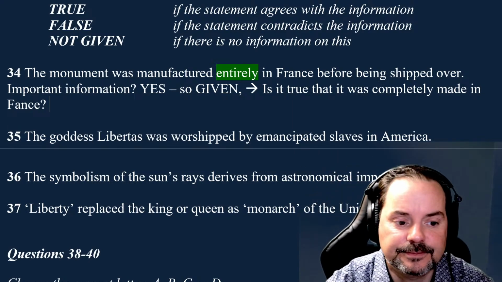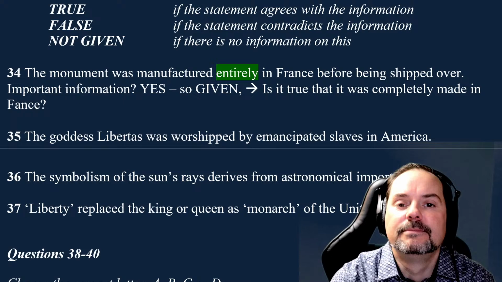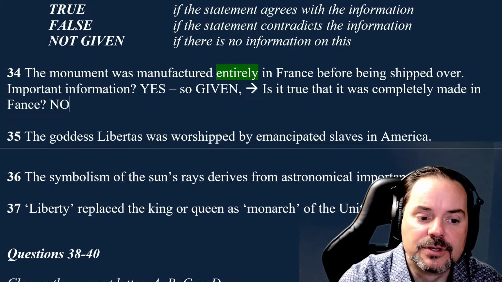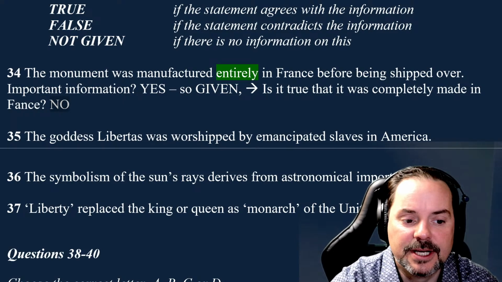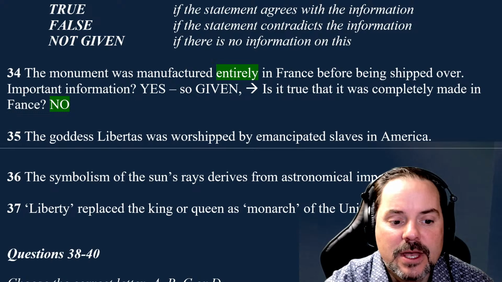So was it entirely made in France? No, actually, it is partly made in the US, yeah. So the answer is no, right? It was partly made in the US. Okay. All right.